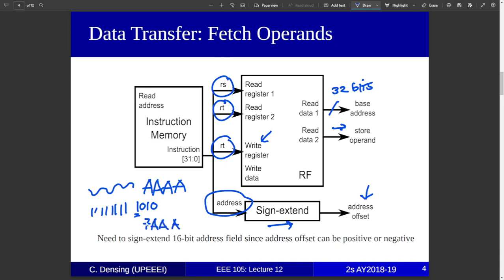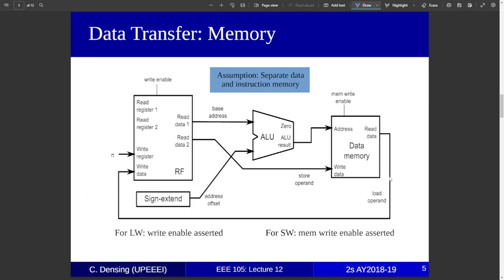It was 7AAA instead. So in this case, 7 would become 0111. And so, to sign extend that, we just copy the last bit all the way, 0. So it becomes a 32-bit 0x00007AAA, represented in 32 bits. And this one becomes 0xFFFFAAAA represented in 32 bits while preserving the sign. So that's why we need to sign extend. From that, we get the required address offset.